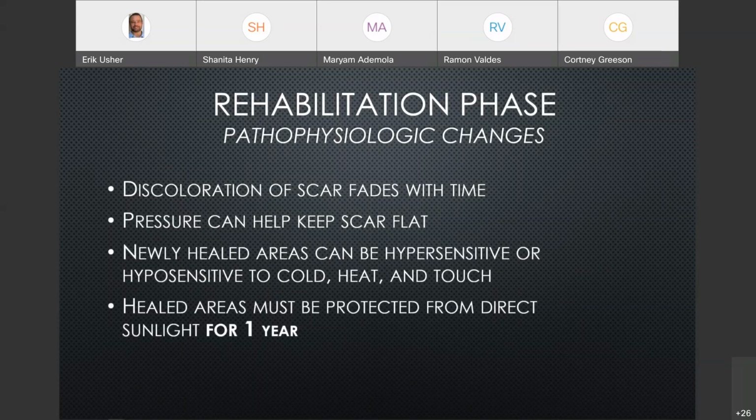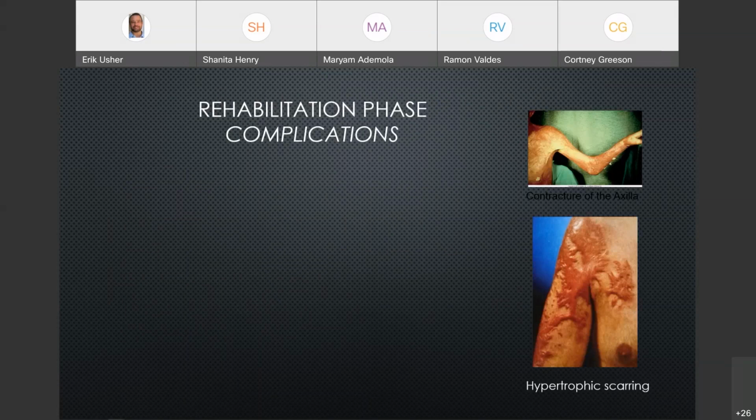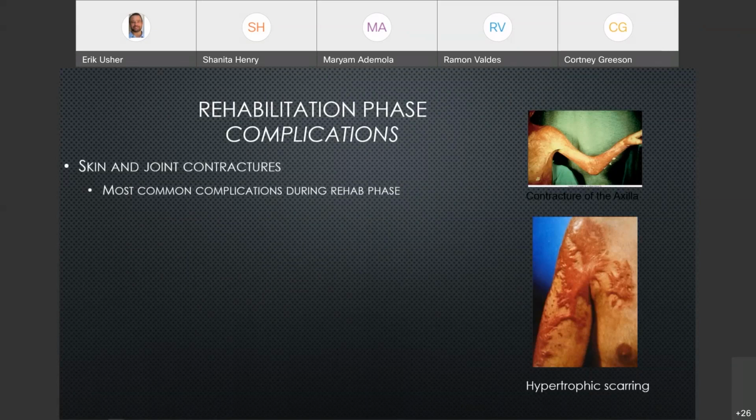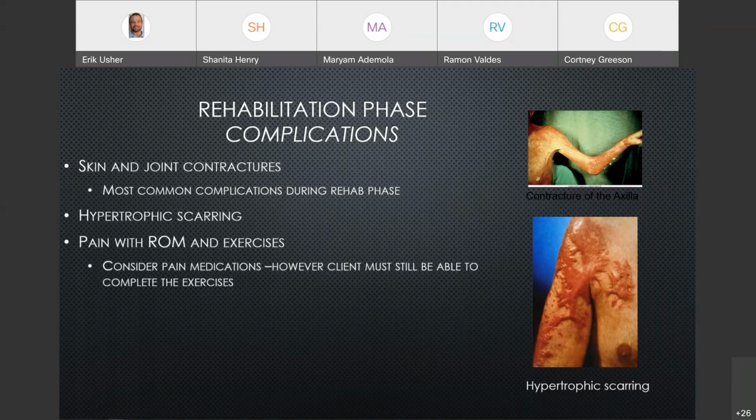So we just need to kind of help them with that. Healed areas must be protected from direct sunlight for a year. And then complications, skin and joint contractures can happen. The most common complications during rehab phase, and you can see that in the upper picture there, where extremity may become limited in range of motion because of that contracture. On the bottom are those hypertrophic scarring, and they can have pain with range of motion exercises. They will have pain with range of motion exercises.